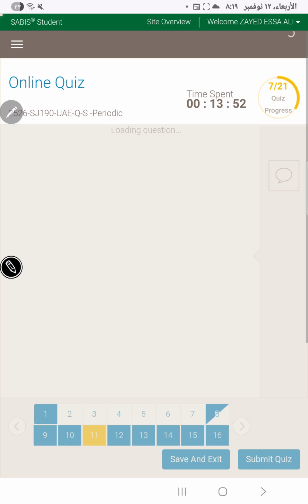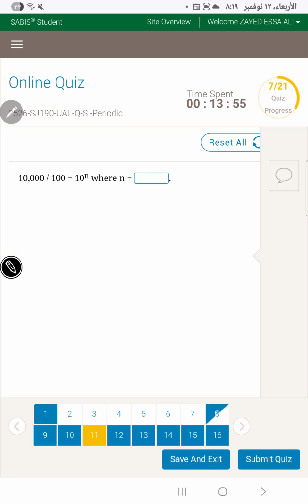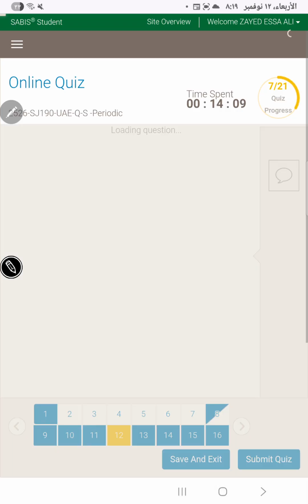Question number 11 now. 10,000 divided by 100. You can cancel the zeros directly like this. So the answer is 100, 10 to the power of 2. So n must be 2. Question 12.